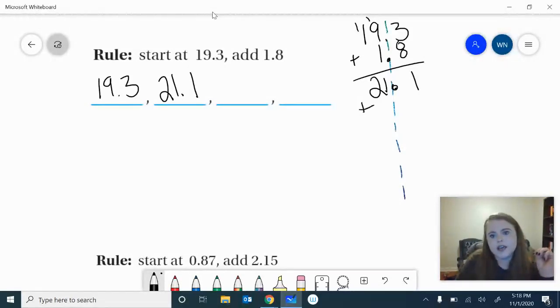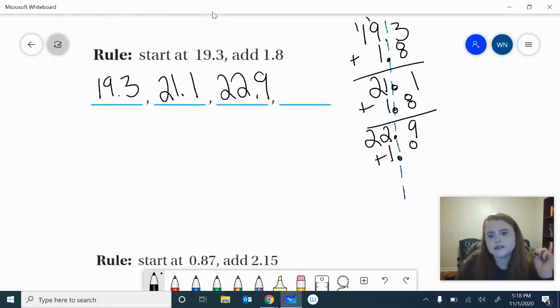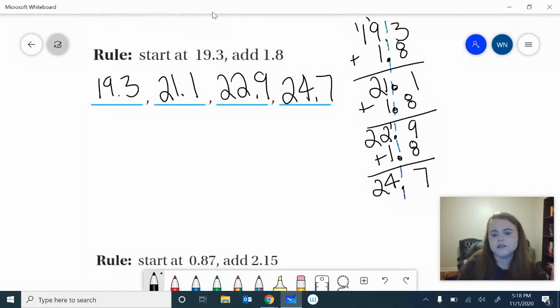And let's do it again. Add 1 and 8/10. 8 plus 1 is 9. 1 plus 1 is 2. Bring down that 2. 22 and 9/10. Let's do it again. Add 1 and 8/10. 9 plus 8. So I know that 8 plus 8 is 16. So 8 plus 9 is going to give me 17. 2 plus 1 is 3. Plus 1 is 4. Bring down the 2. 24 and 7/10. That's our problem.